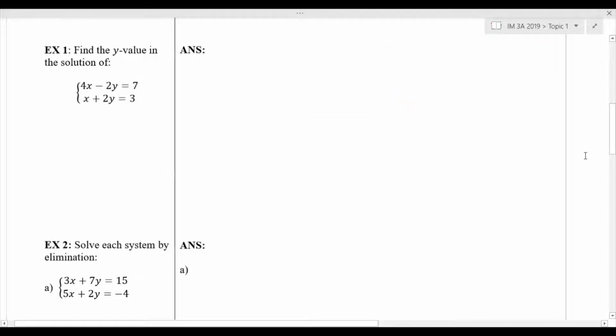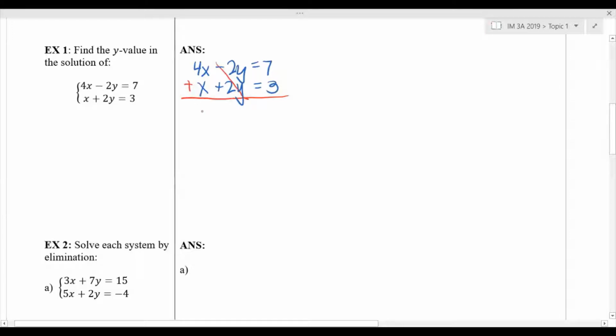So our answer is not going to be an ordered pair. Our answer is just the y. So I want to be able to add these two equations together and try to eliminate a variable. If I have 4x minus 2y equals 7, and then x plus 2y equals 3, notice that by simply adding them together, I actually eliminate y.